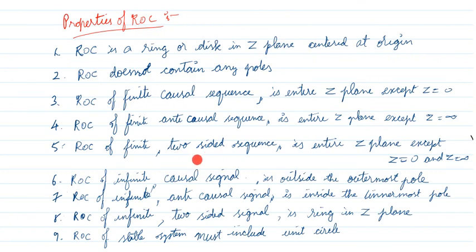Properties 3, 4 and 5 have been explained. Now come to the 6th property. For an infinite causal sequence, the ROC is outside the outermost pole. For an infinite anti-causal sequence, it is inside the innermost pole. For an infinite two-sided sequence, the ROC is a ring in the Z plane. We'll see these three examples.